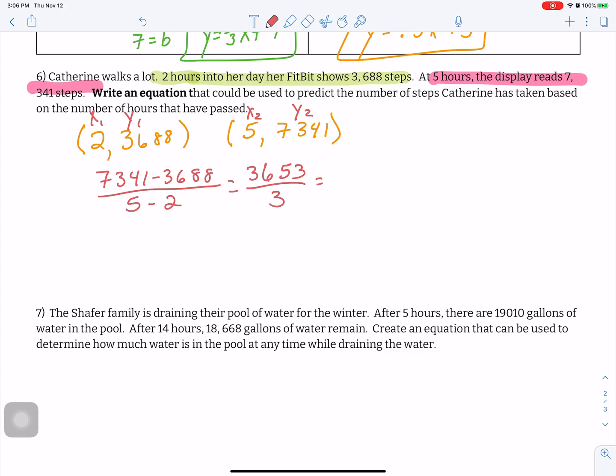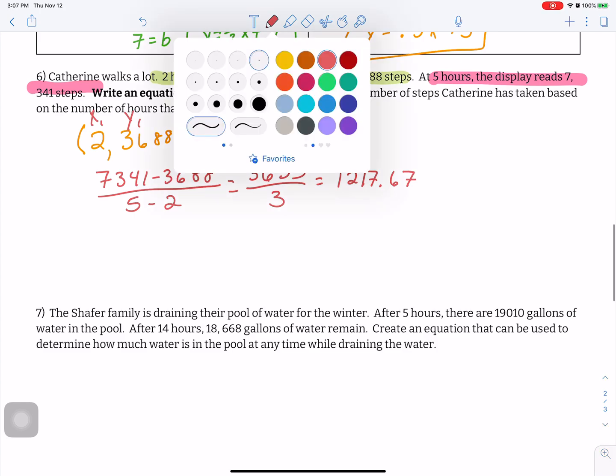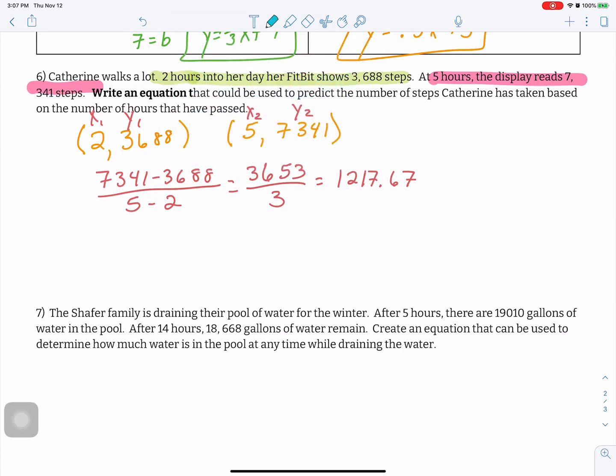So this one here, I get a decimal. I'm going to round it to 1,217.67. I don't want to round that too much, especially because it's my slope and how it affects my numbers. So we're just going to round it with 2 decimal places on there. It does mean that we're going to have some crazy numbers at times, but that's okay. And then I'm going to pick my first point just because the numbers are smaller, but that's just my choice.